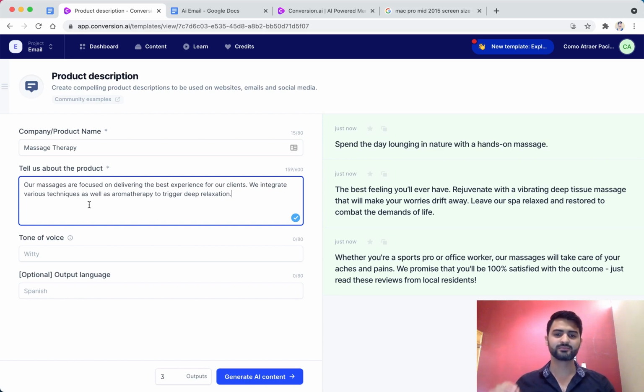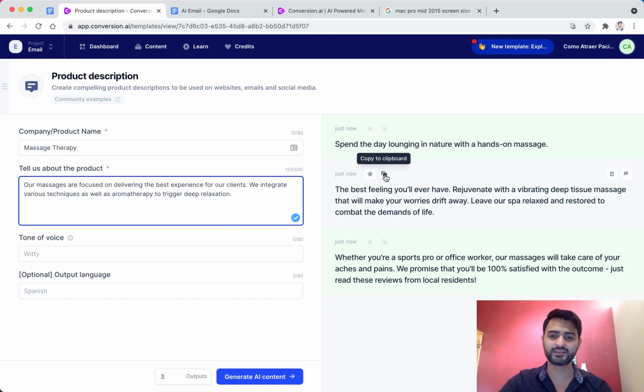So I just put this info in right now, and what you see on this column right here is actually what it gave me back. So spend the day lounging in nature with a hands-on massage. Okay, that's cool, but it's not really a description of what a massage is, right? The best feeling you'll ever have, rejuvenate with vibrating deep tissue massage that will make your worries drift away. Leave our spa relaxed and restored to combat the demands of life. I mean, that is actually pretty good.